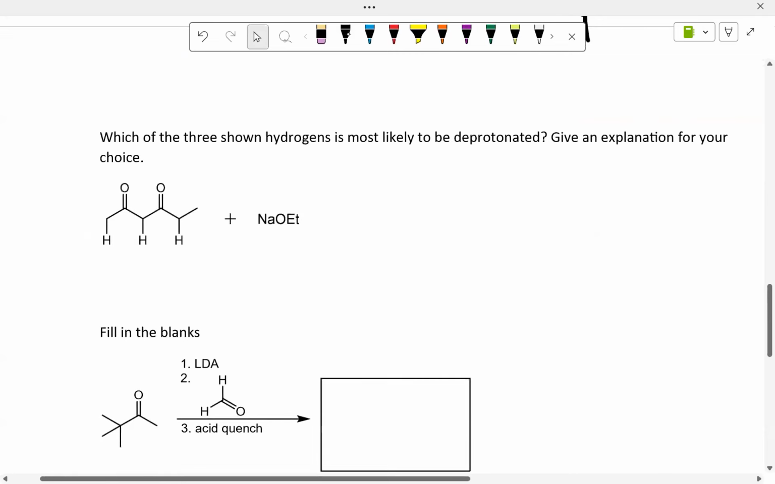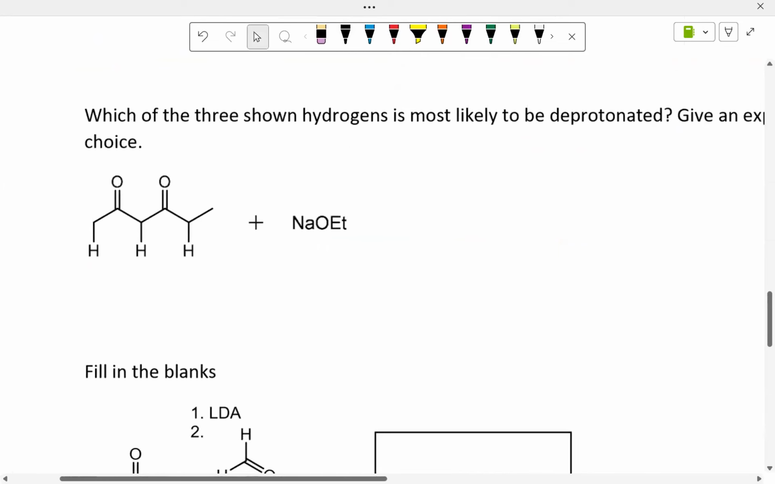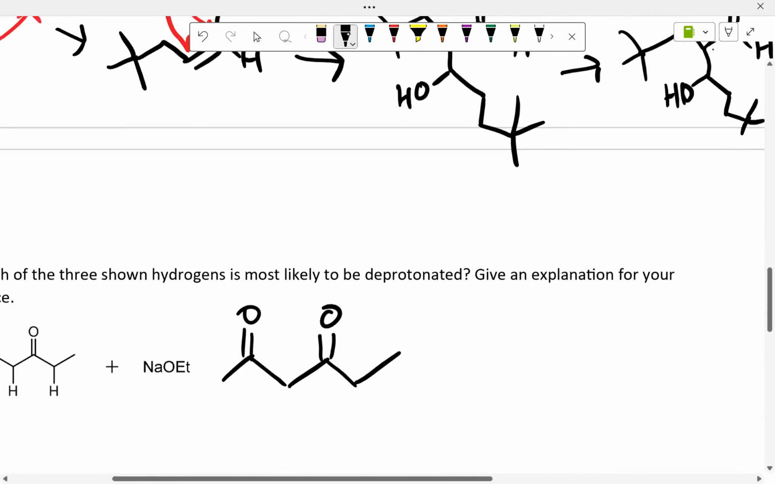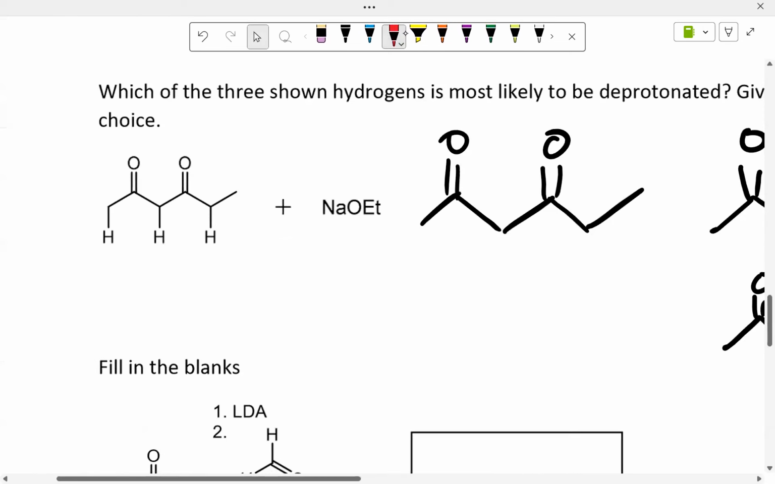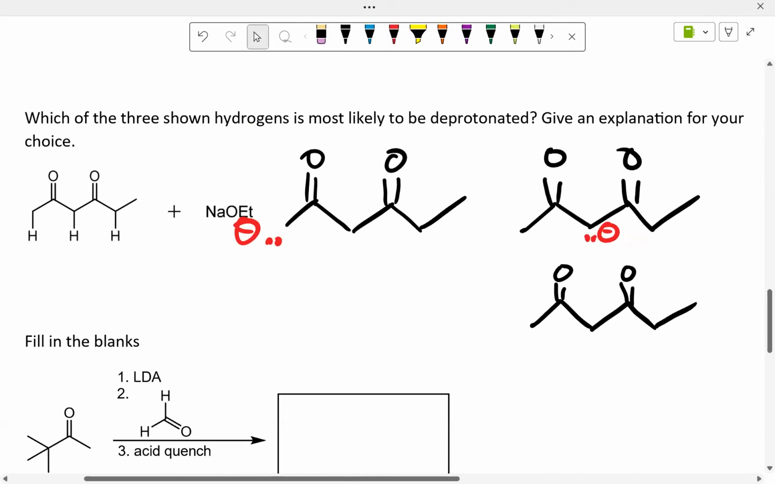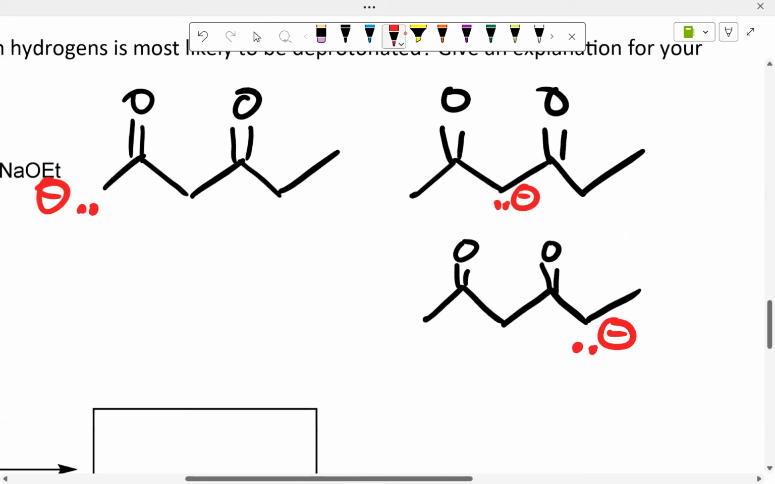All right, next one, we have to figure out which hydrogen is more likely to be deprotonated. I think the best way to go about that is to show the result of what deprotonating all three of them would look like. Not at the same time, but what would happen if you deprotonated all three. So I'm going to draw the same molecule 3 times. If we deprotonated the left one, that would look like this, the result. If we deprotonated the middle one, we'd put the negative charge there. And if we deprotonated the far one, that would put the negative charge there.